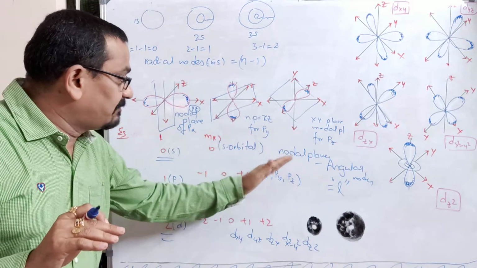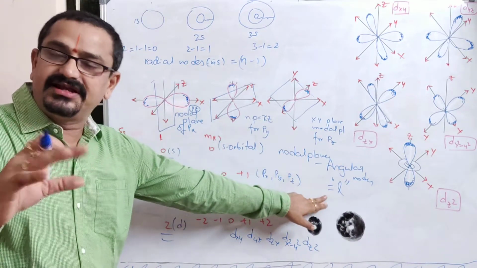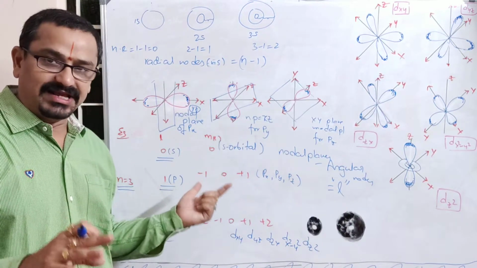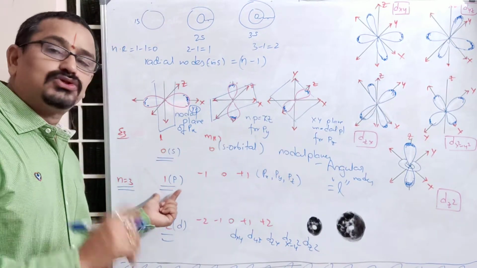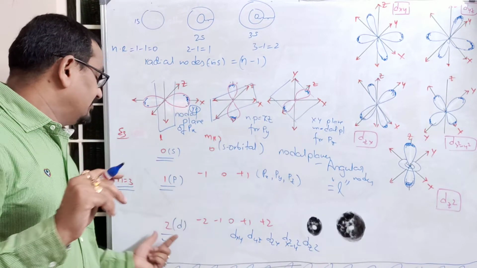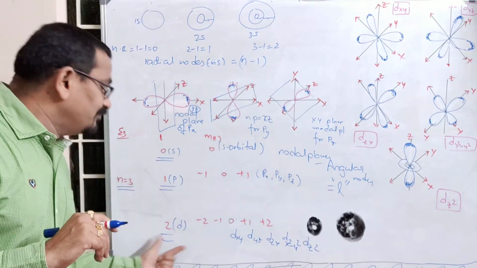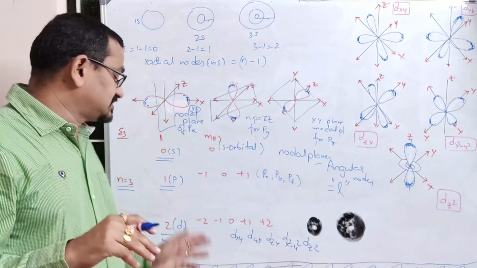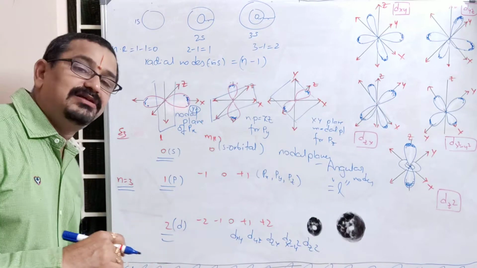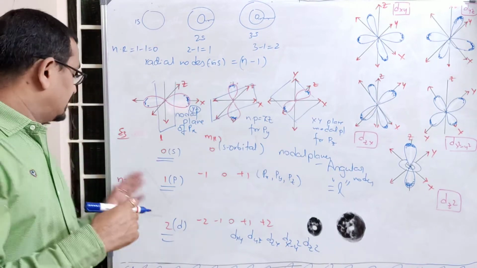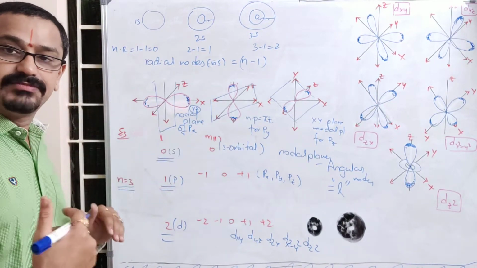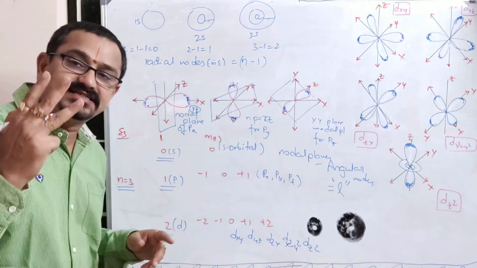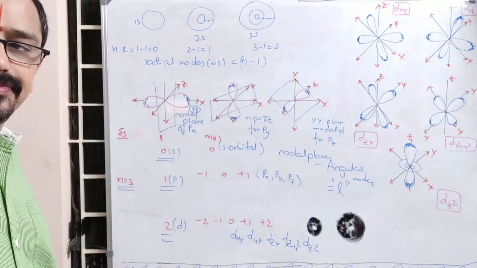Angular nodes or nodal planes can be calculated with the value l for a given orbital. For an s orbital, the l value is 0, so 0 nodal planes. For a p orbital, the l value is 1, so each p orbital has 1 nodal plane. For a d orbital, the l value is 2, so each d orbital has 2 nodal planes or angular nodes. For an f orbital, the l value will be 3. If an f orbital exists, it starts from the fourth main energy level. So each f orbital has 3 nodal planes.